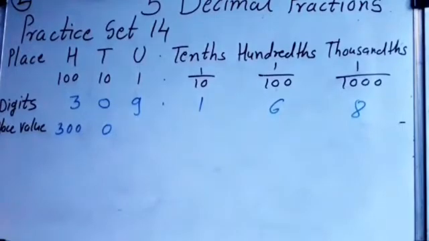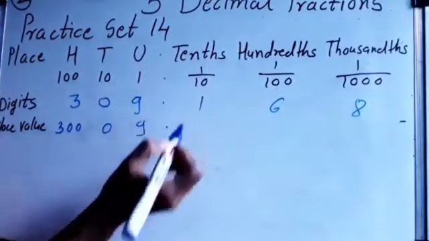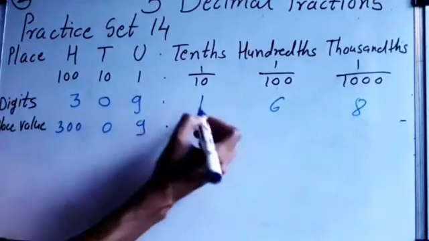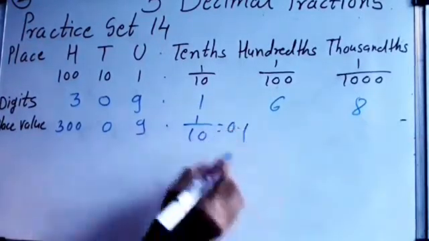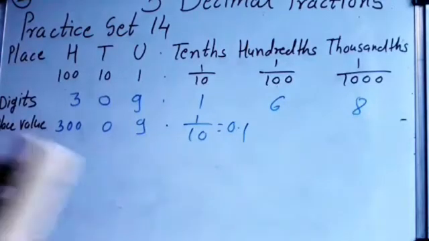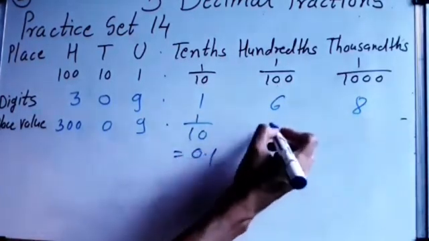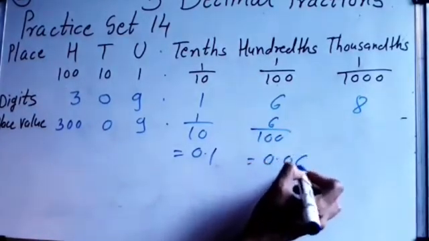Then next, 9 is in the unit place, so 9 will come as it is. Then after the decimal point, 1 upon 10. Here again only 1 is given. So 1 upon 10 means 0.1. Then 6 upon 100, that means 0.06.